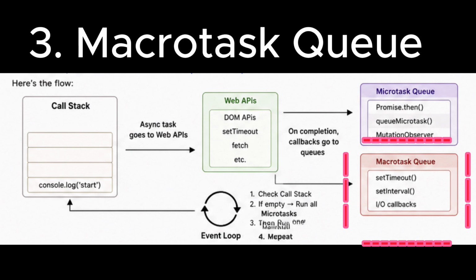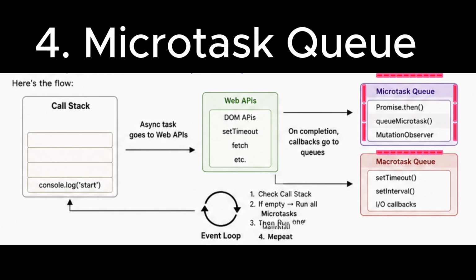Macrotask queue, also known as callback queue. This queue stores setTimeout, setInterval, DOM events, and callbacks. These are called macrotasks. Microtask queue. This queue stores promises, queueMicrotask, and MutationObserver. These are higher priority tasks.